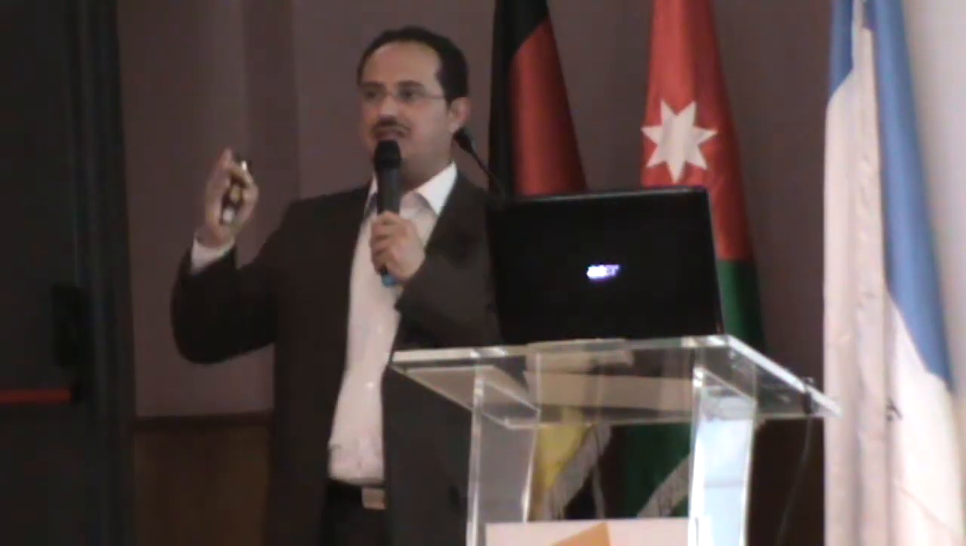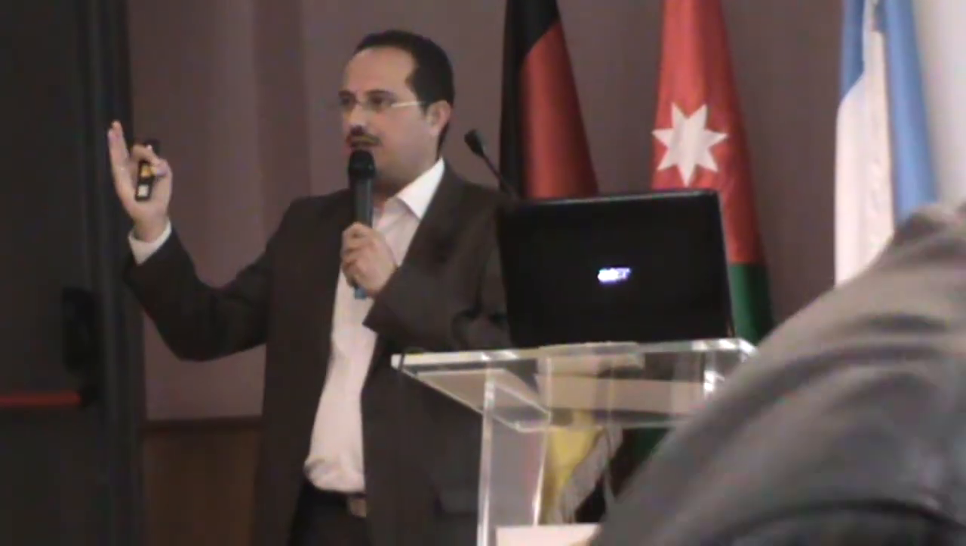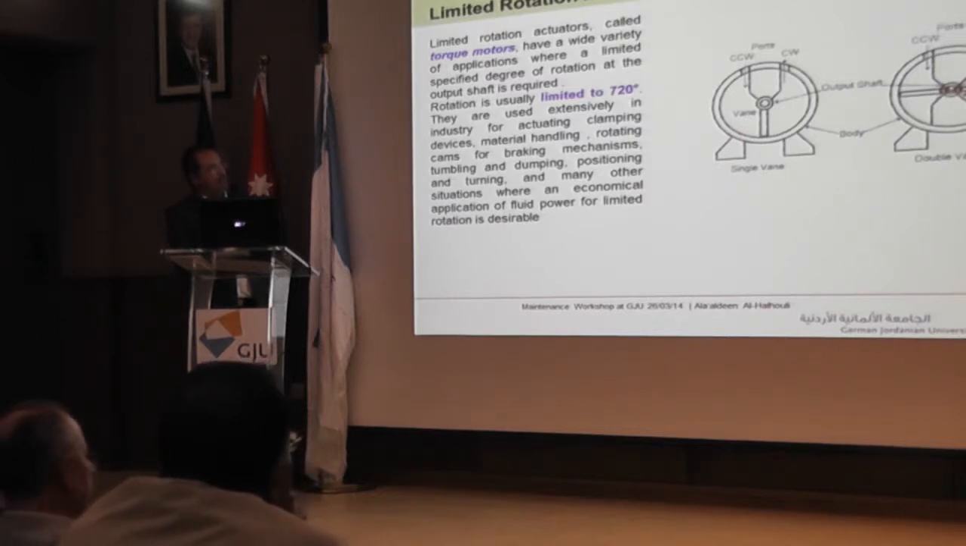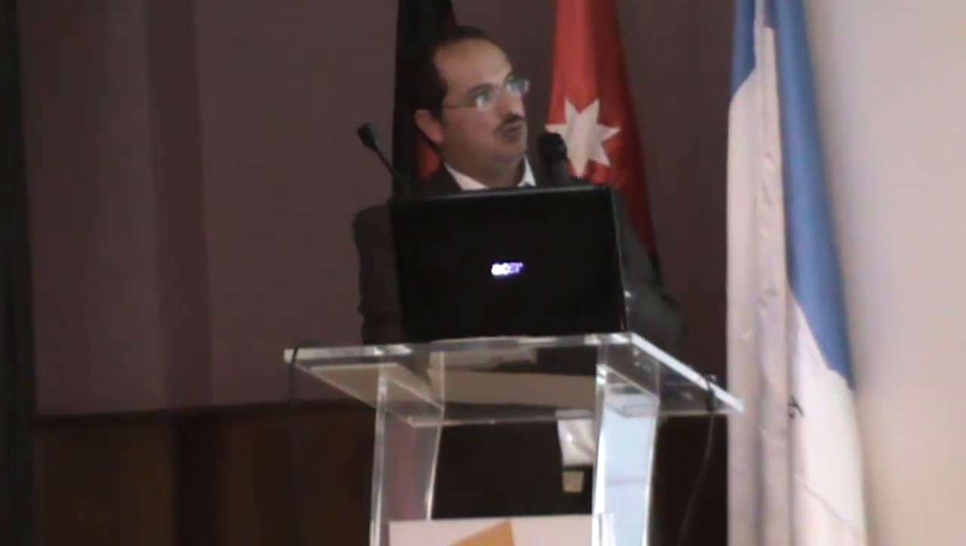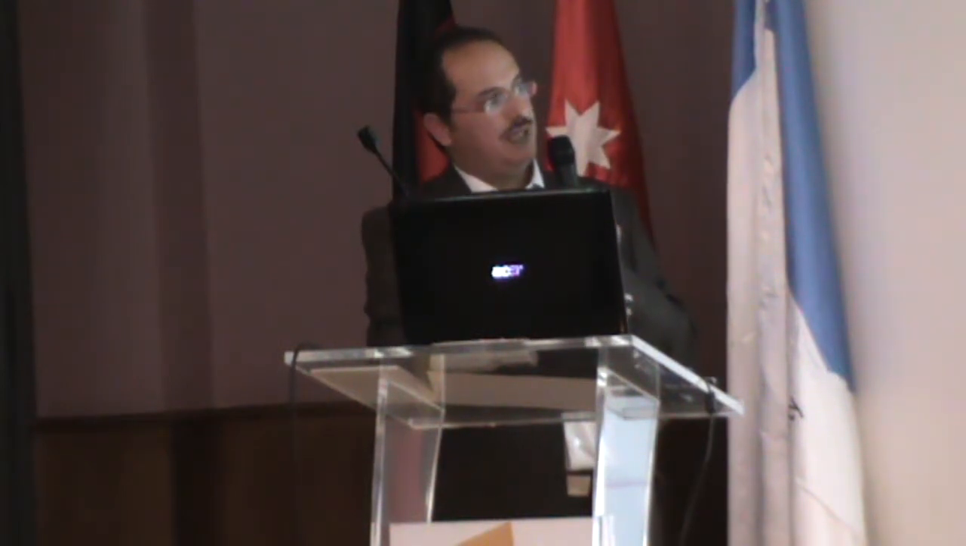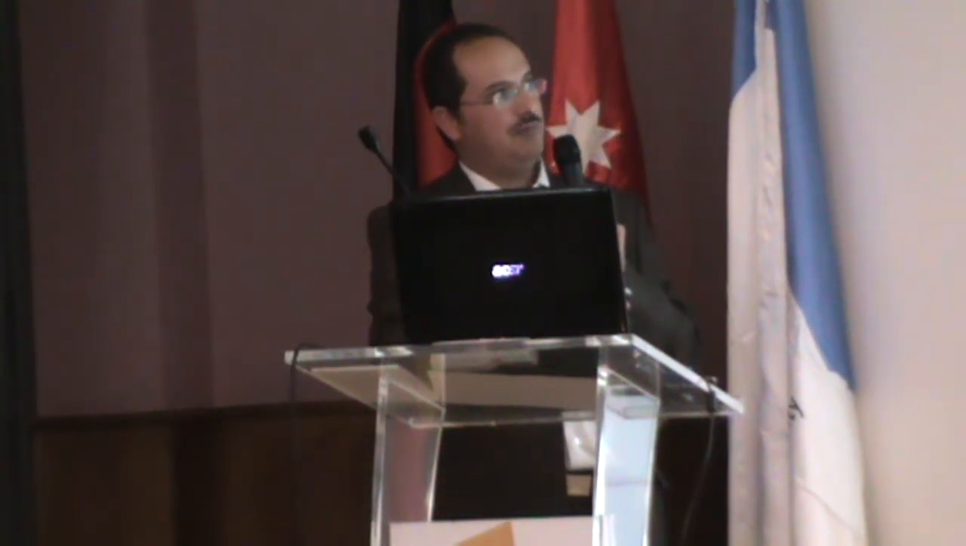Limited rotation motors rotate through a certain angle, between 0 and 270 degrees or 90 degrees according to the type, or there are continuous rotation hydraulic motors. These are just examples of limited rotation actuators. The fluid comes in from this port, then applies pressure on the vane, and it can rotate up to only 270 degrees in this case. If you apply the pressure from this side, it will move counterclockwise. If you apply pressure from the other side, it will move clockwise.